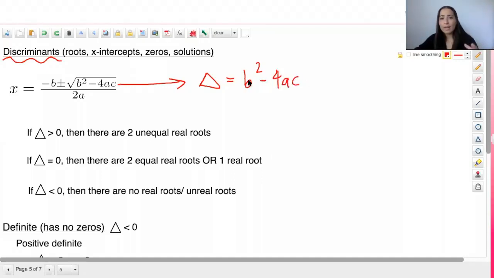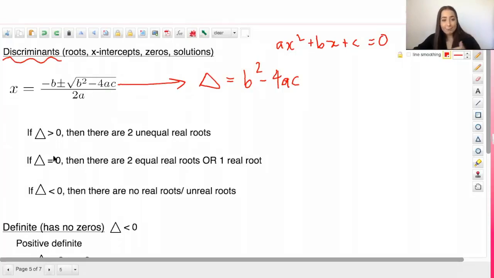So what do these letters represent? If you do recall the general form of your parabola, it's ax squared plus bx plus c equals 0. So a represents the coefficient of x squared, b is the coefficient of x, and c is the constant. So the discriminant comes from this. Now this formula helps you find the x-intercepts on your parabolic function.